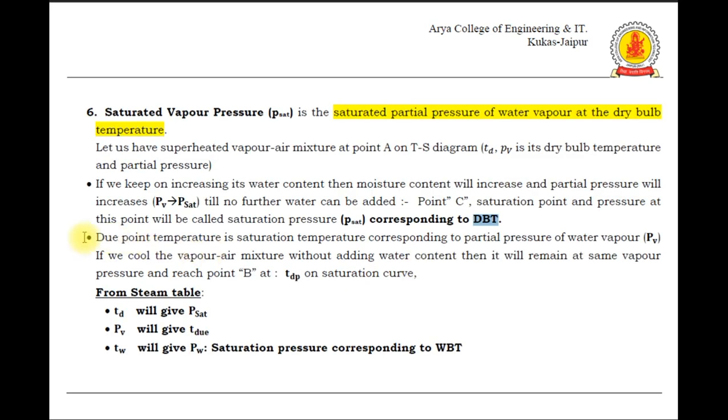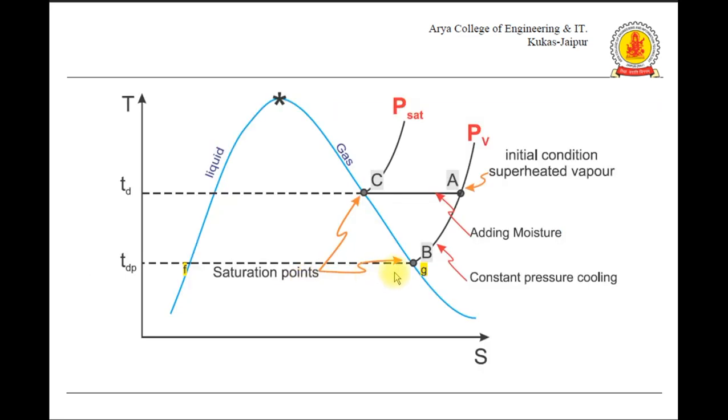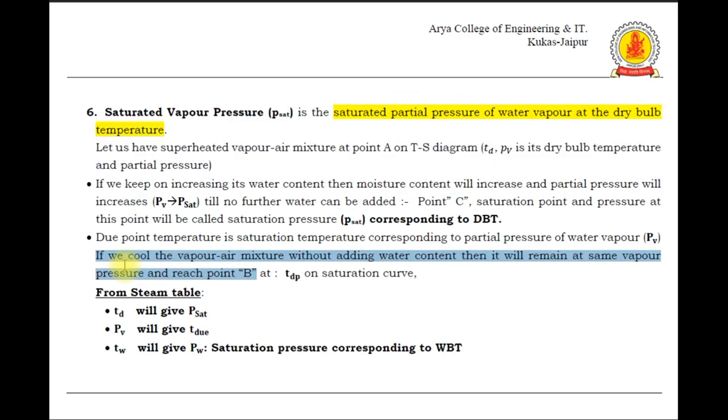So what we are doing? Dew point temperature is the saturation temperature corresponding to partial pressure of water vapor. How can we reach it? If we cool the vapor air mixture without adding water, then it will remain at the same vapor pressure and we will reach point B, which is on the saturation curve, and the temperature corresponding to this point will be dew point temperature. So these things will give some important points to solve our numerical.